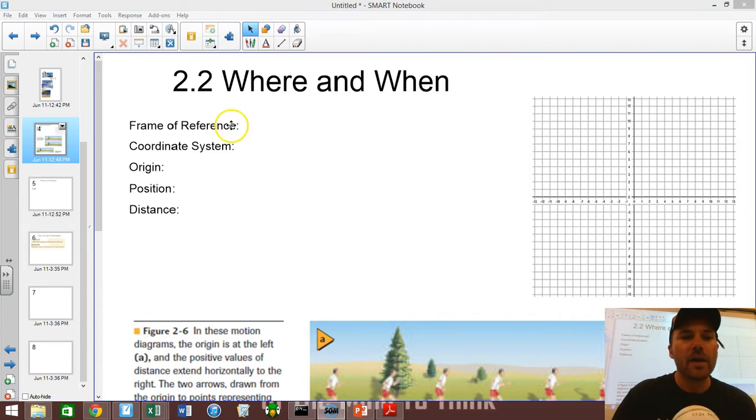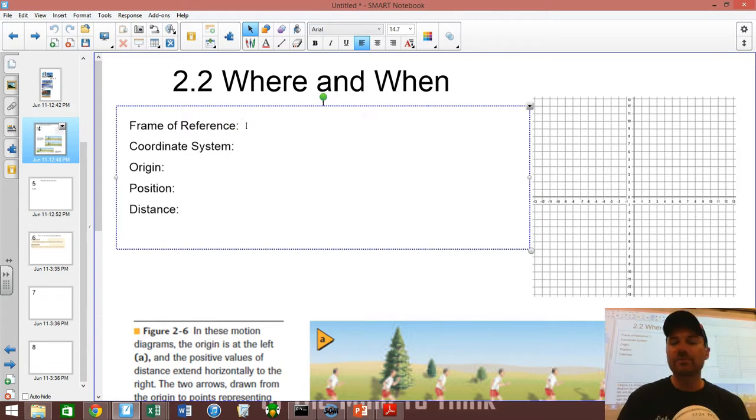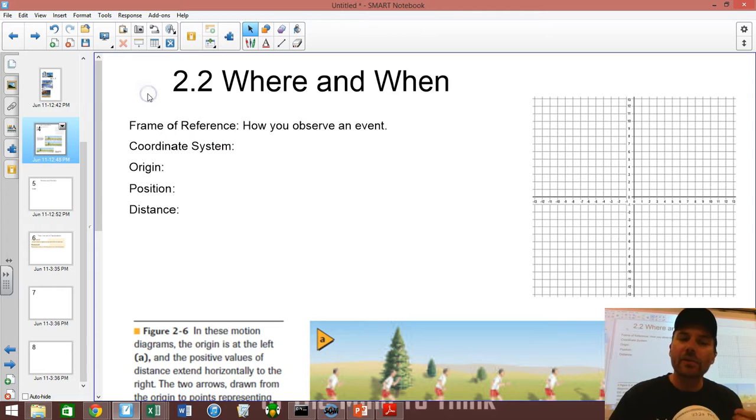So let's get started. The first thing I want to talk about is frame of reference. Your frame of reference is how you view a problem. Maybe I'll redo that. It's how you observe an event. That's a better way. How you observe an event. Let me get more into this.